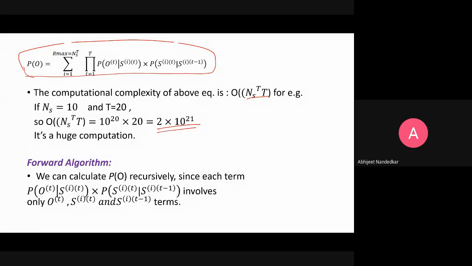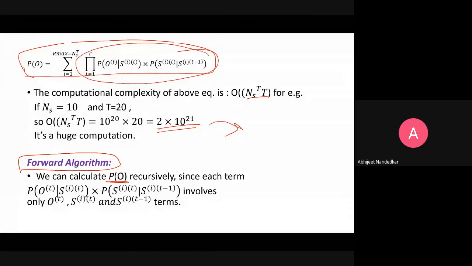Now, to reduce the complexity, we have to deal with this equation differently, because to calculate this, there are many repetitions, or the products are repeated quite frequently. We can avoid those. The algorithm used to do this is called the forward algorithm. So we can calculate the probability of observing this sequence recursively.